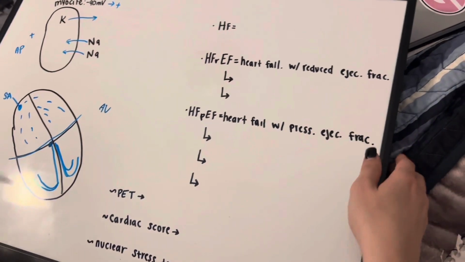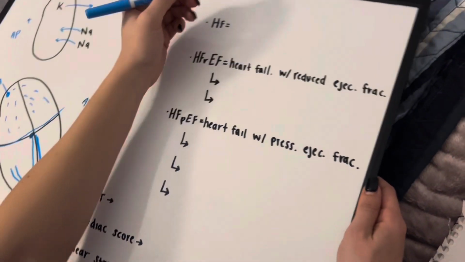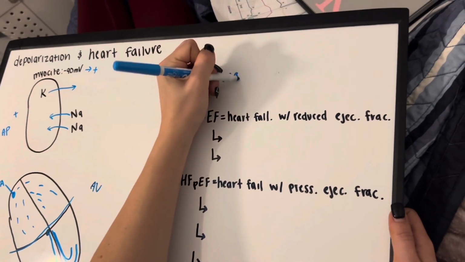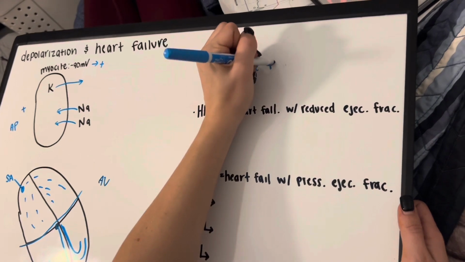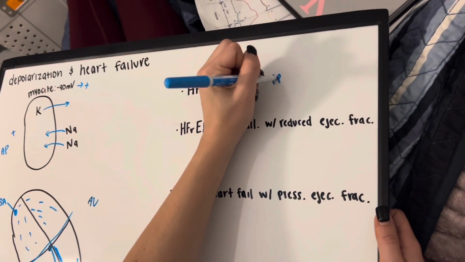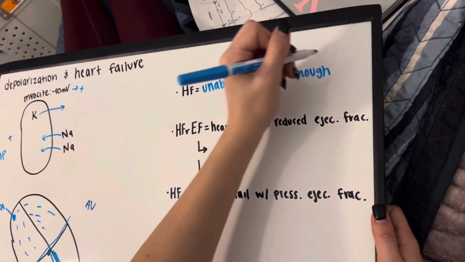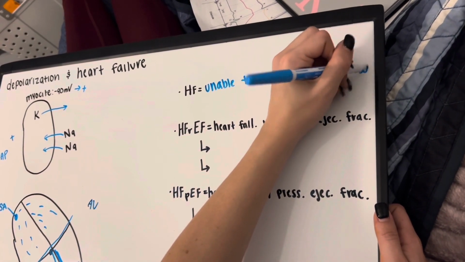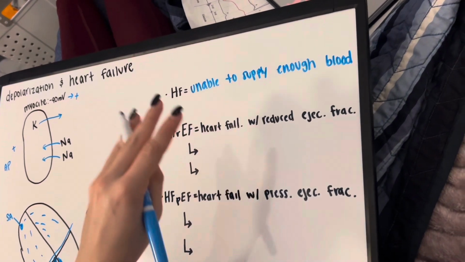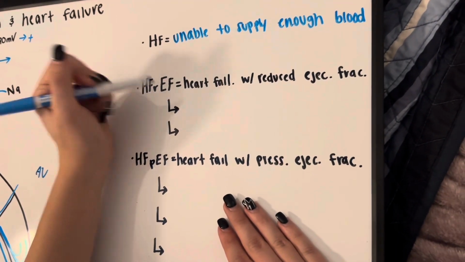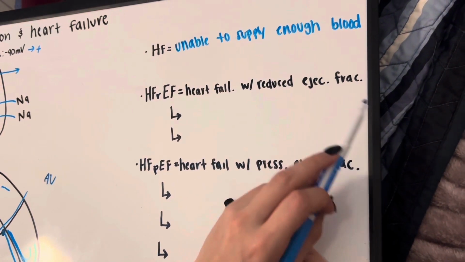Now, heart failure occurs when the heart is unable to supply enough blood to the rest of the body. And there's two different types.